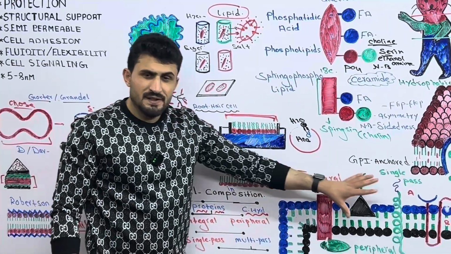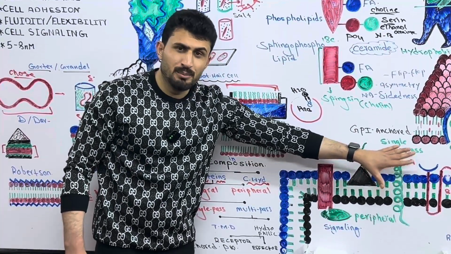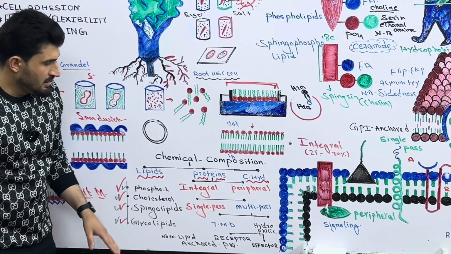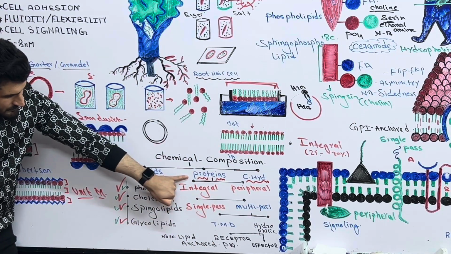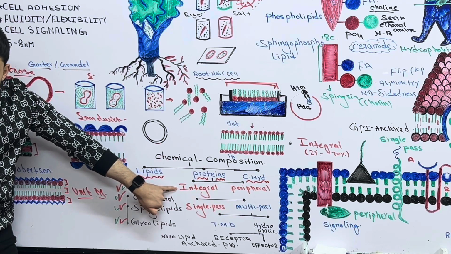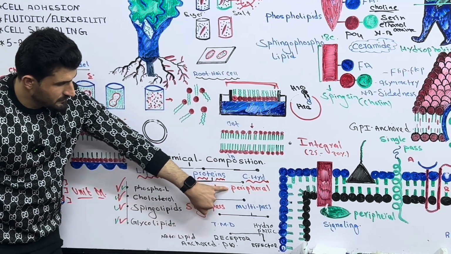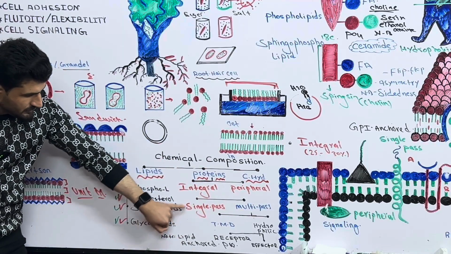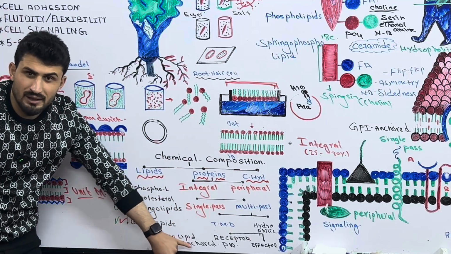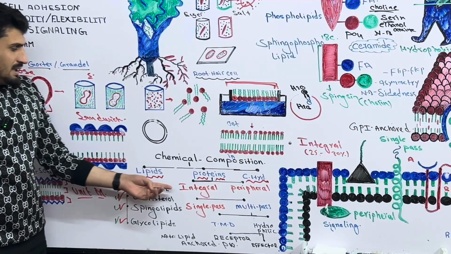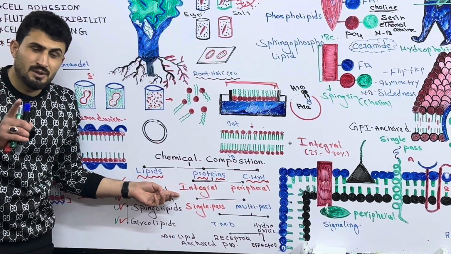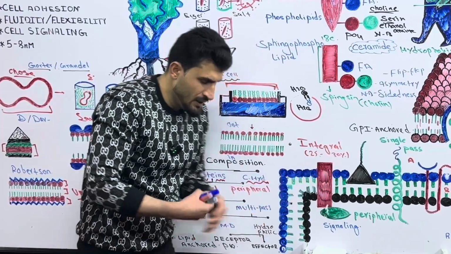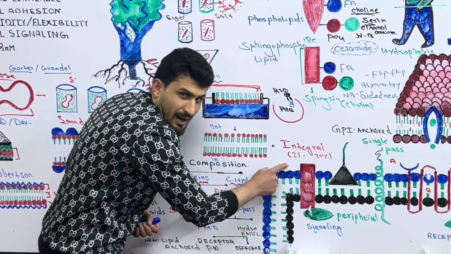Generally, all proteins related to the cell membrane are divided into three basic types. The first type of protein is called integral proteins. The second type of protein is called peripheral protein. And the third type of proteins are called lipid anchored proteins. Okay. Now, integral proteins are those types of proteins that cross all over the cell membrane from the inside to the outside. Okay.